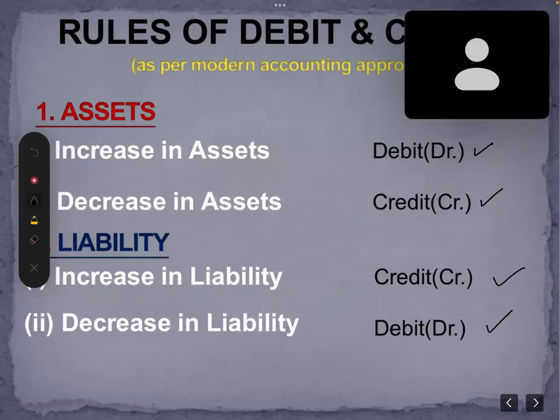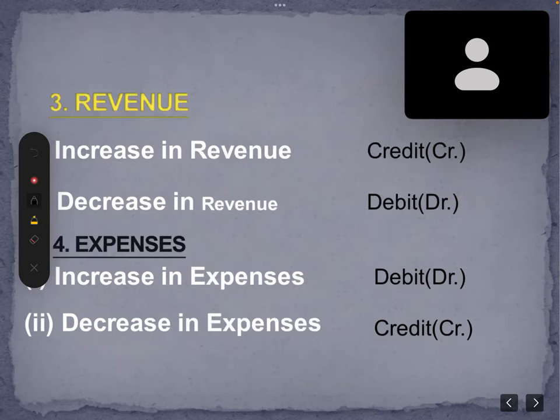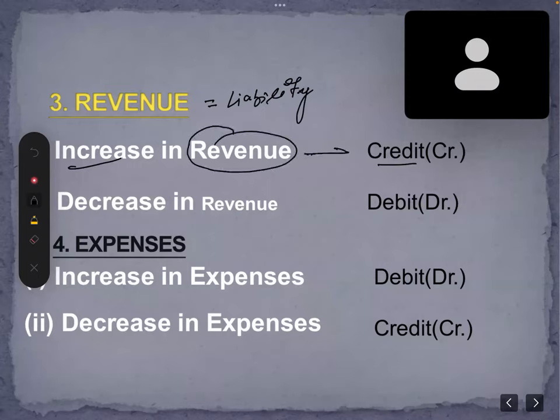Yes, sir. Now moving to the next part. These are the rules regarding asset and liability. We have the other type of account as well, which is revenue and expense. Now talking about revenue, the rule regarding revenue is exactly the same as the liability account. As I just told you, in respect of liability, the rule says whenever liability increases, we have to credit liability. Similarly, if revenue is increasing, we have to credit the revenue account, and if revenue decreases, we have to debit the revenue account.